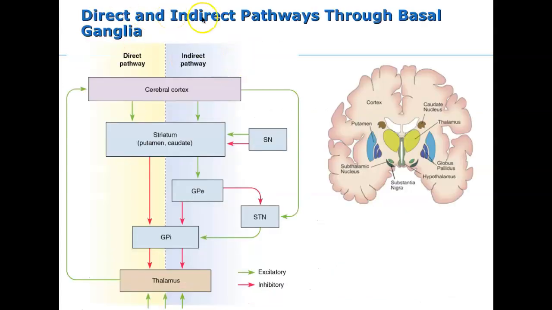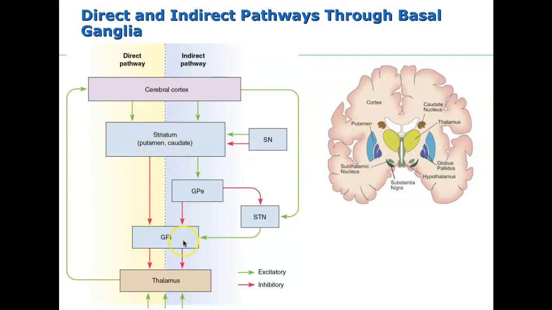So here, I like this pathway a little bit better. This is a diagrammatic pathway. We have 2 different pathways through the basal ganglia. We have the direct pathway, and the direct pathway is the cerebral cortex directly providing excitatory input. So pay attention to the color of the arrows here. Excitatory input into the striatum, which again is the putamen and the caudate nucleus together.